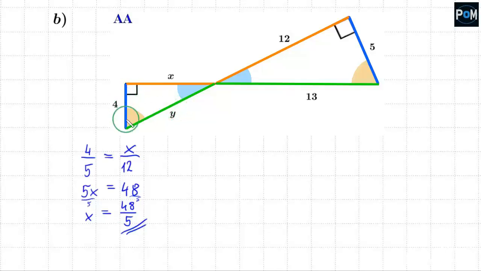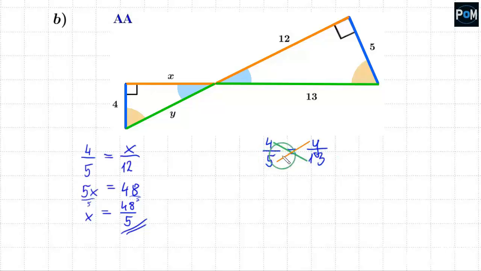I'll take the 4 and the 5 again, these blue sides. I start with the 4 from the small triangle, divided by the 5 from the large triangle. These are the blue sides. And now I want to calculate the green side y from the small triangle. So I put y on top, because I have the sides from the smaller triangle on top. And y was green, and for this, y, 13 fits. 13 is also green from the large triangle, so here I put 13 at the bottom. From this proportion, I will be able to calculate y.